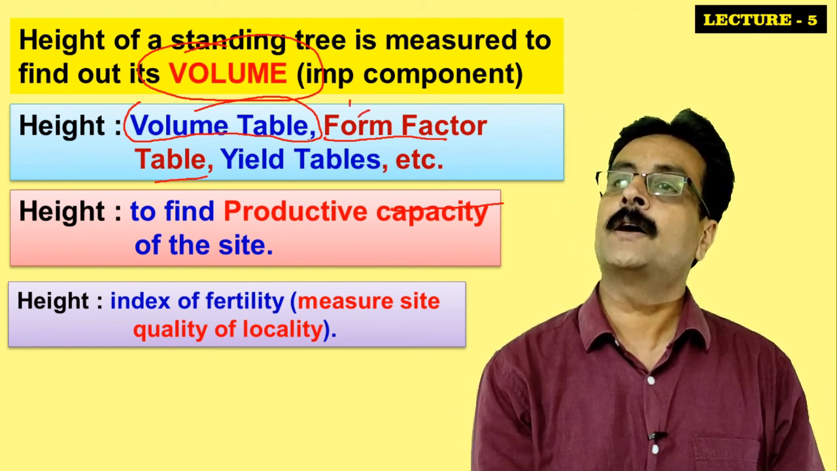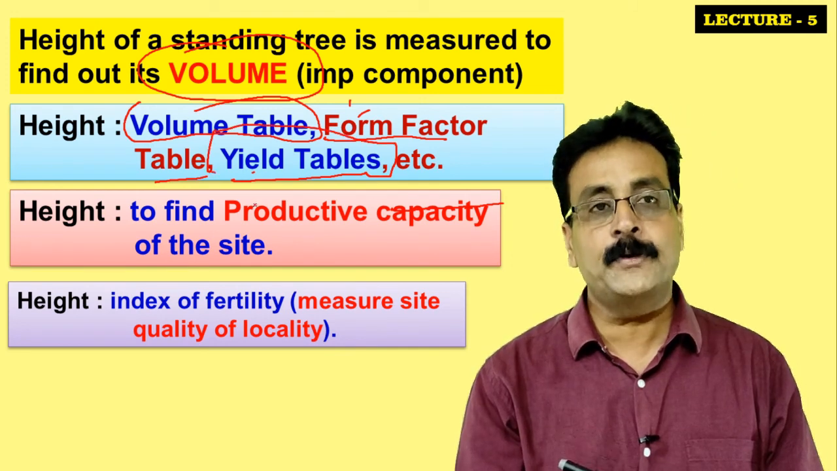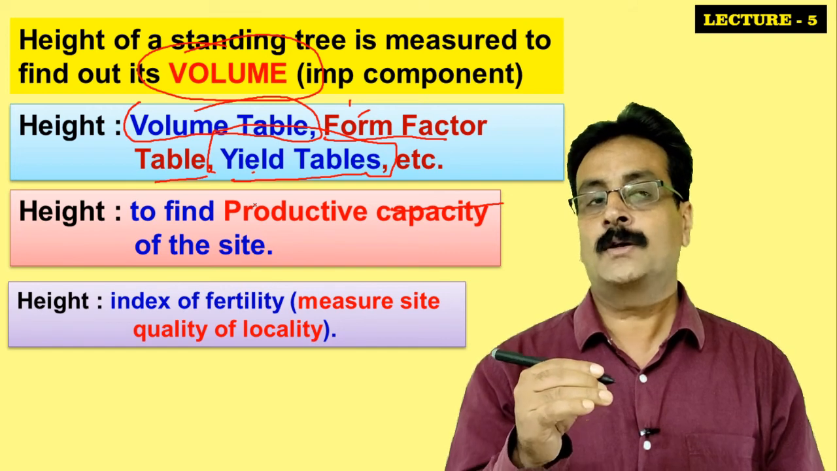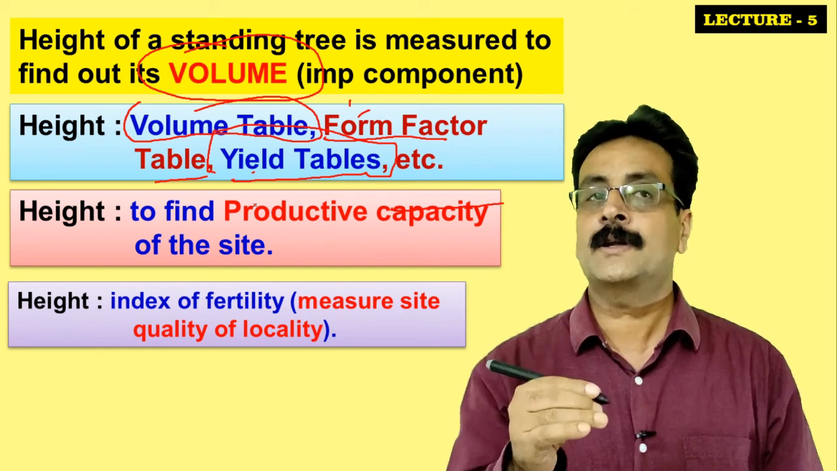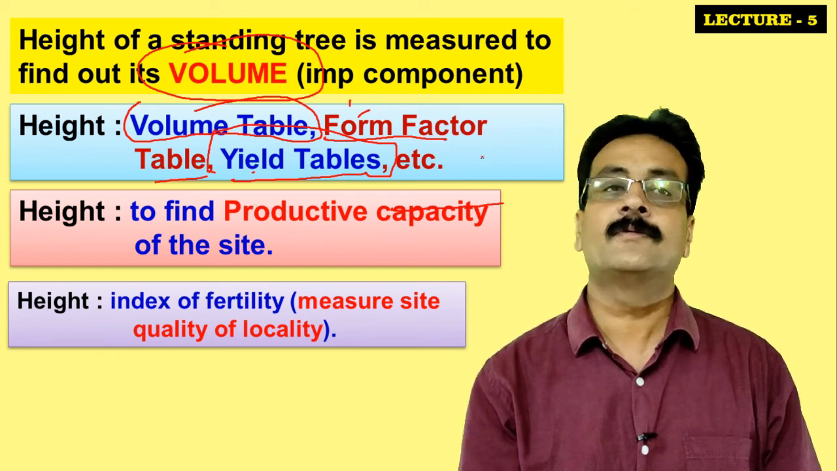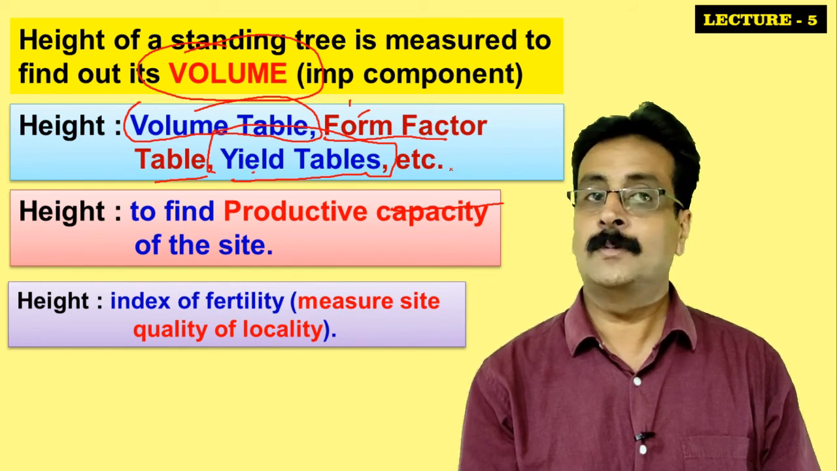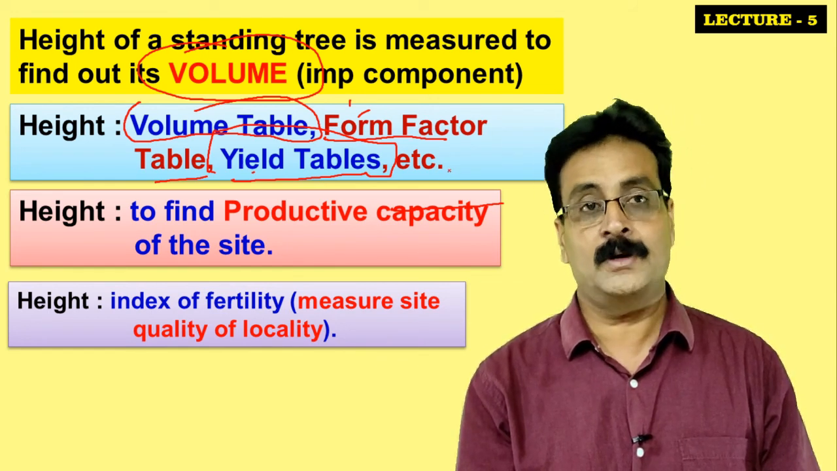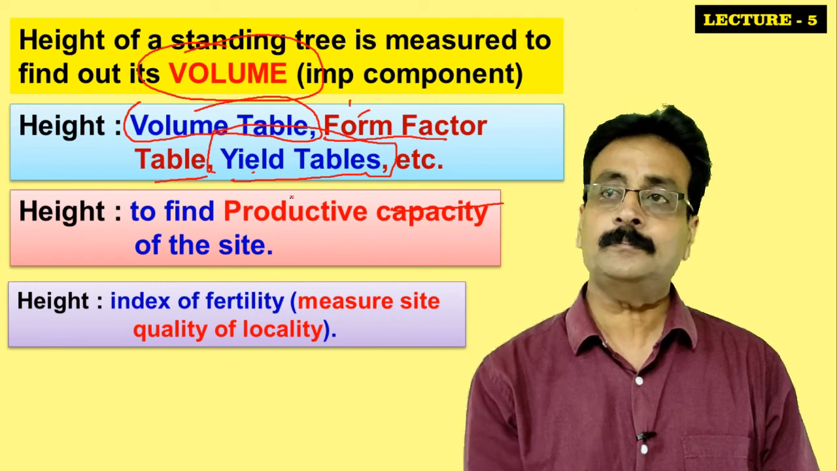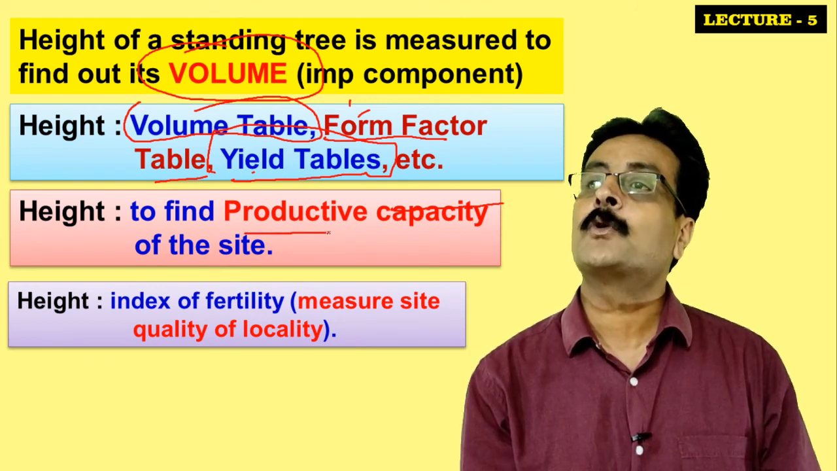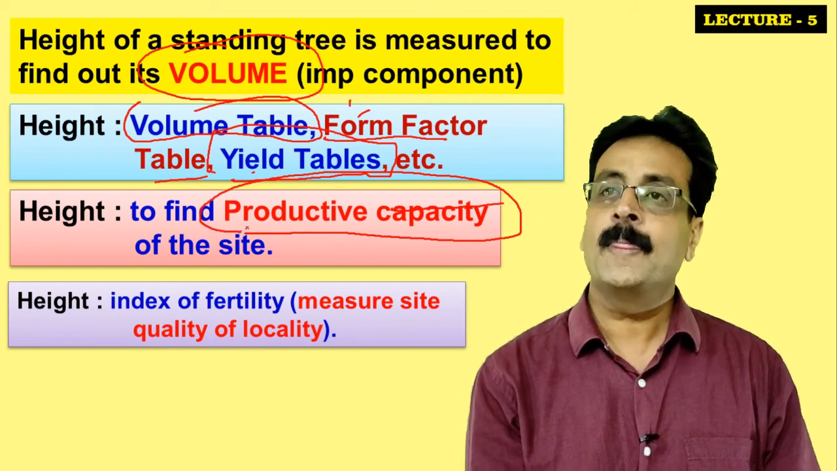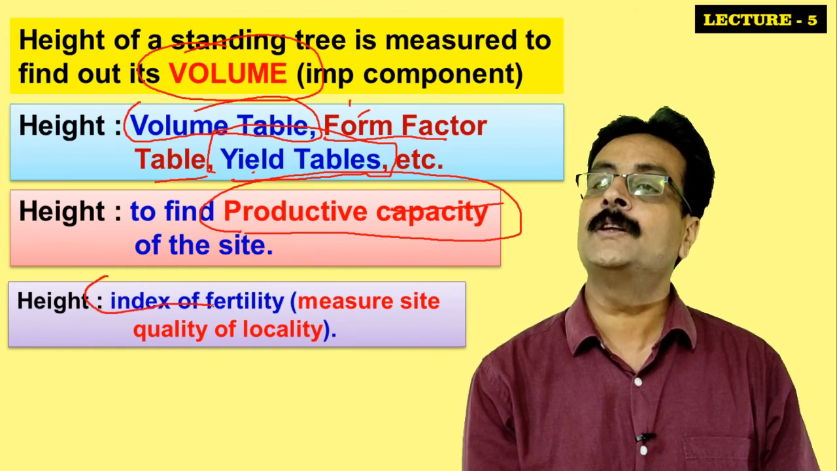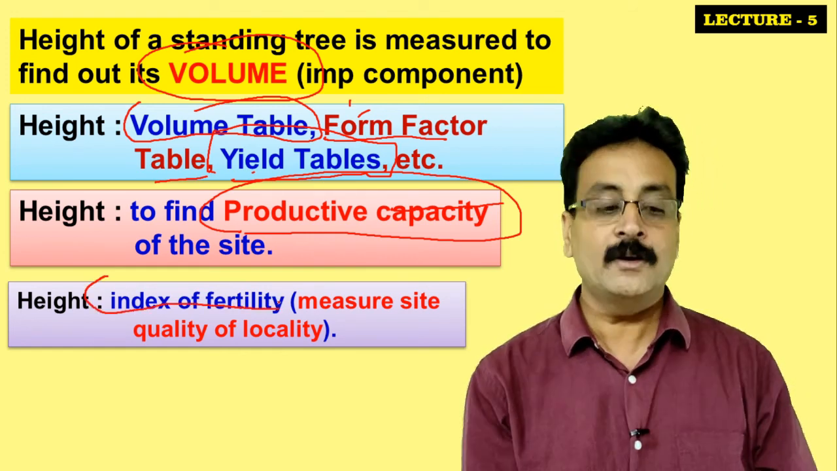Then height also gives us the yield table, which is the final thing for us, because at different ages, what is the volume, what is the yield, how much timber we can get from that entire tree or entire stand or entire forest. So the yield table is very important, and height plays a very important role for it. Height also gives us the productive capacity of the site. Now, what is productive capacity? I'll let you know. Height also gives us the index of fertility, meaning it can measure the site quality of the locality.